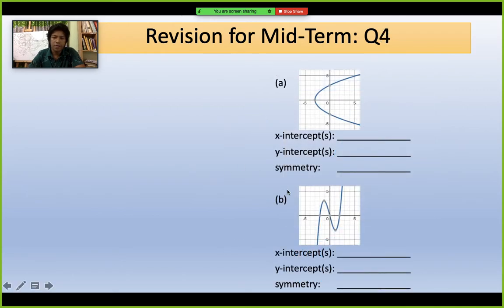Similar kind of thing: x-intercepts, y-intercepts, and symmetry. You see the intercepts here. These are the y-intercept, and this is the x-intercept. The symmetry is x-symmetry in this graph. And for this question, there are three x-intercepts, this is the y-intercept, and the symmetry is origin symmetry. All the things are written here also.